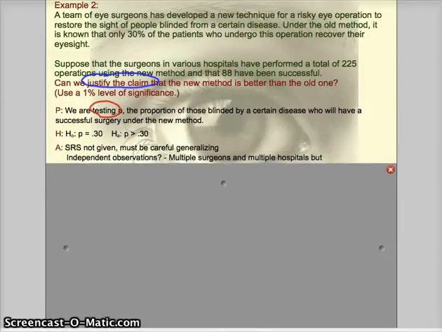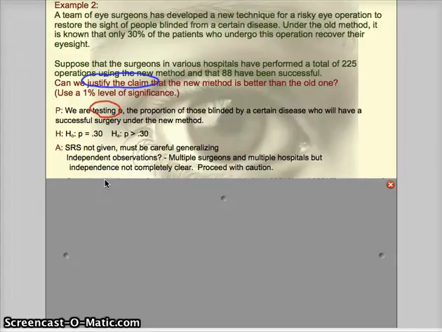Independent observations. Well, it says basically we performed 225 operations. It doesn't say they were randomly selected. It doesn't say they came from a bigger population. It does say surgeons at various hospitals performed them. Do we know that we had 2,250 to select from? Not necessarily. We might point that out. Independent observations, not clear. We had multiple surgeries at multiple hospitals. That might tell us there's some independence, but it's not completely clear. So we're going to proceed with caution. We're not trying to trip anybody up here.